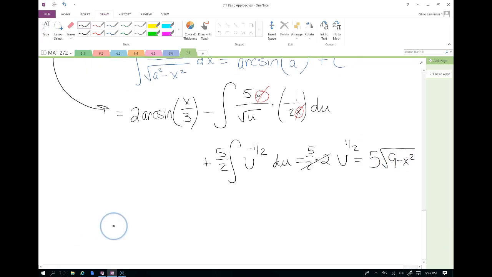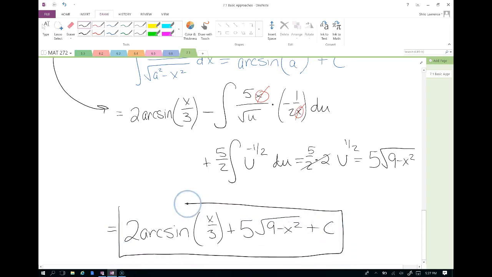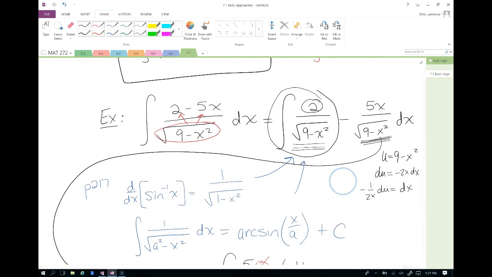So our final answer, we ended up having to do two antiderivatives because we split our fraction into two terms, is 2 arcsine of x over 3 plus 5 square root of 9 minus x squared plus c. So this one's a little bit trickier because the integration we have to do still is kind of tricky, but it still uses the same concept where we really can't do anything until we split apart those terms in our numerator.